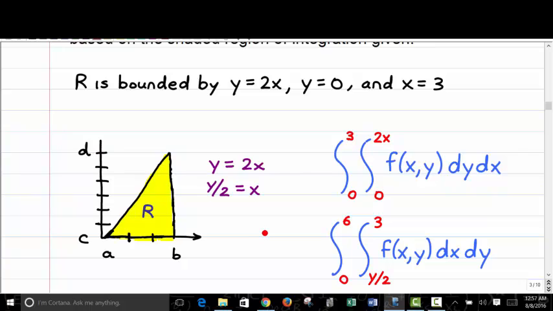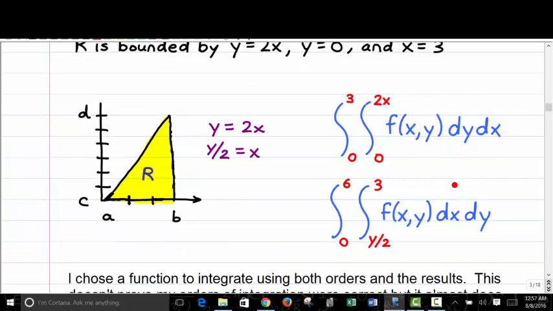But considering that the outside limits of integration must be numerical, you literally look at this as what's the smallest x to the largest x. So this goes from 0 to 3. 0 for x here at the origin, 3 right there. We go 0 to 3. So that's a double integral that would set up for this triangular region in terms of dy dx. Now how about dx dy?